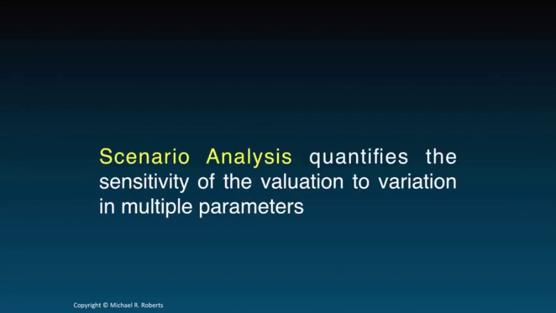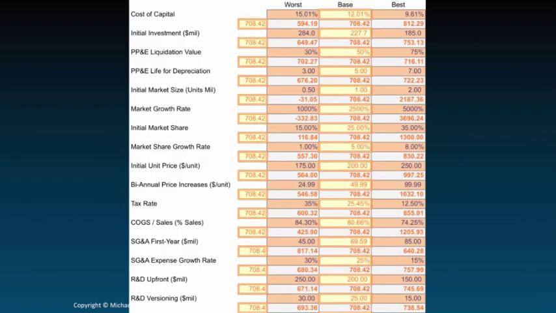What scenario analysis is going to do is quantify the sensitivity of the valuation to variation along multiple dimensions. We can vary multiple parameters. So what I've done here, going back to that best and worst case scenario, is I said, what's the worst case scenario for all the parameters here? And the best case scenario for all the parameters. Now that's not necessarily the optimal thing to do, but it's illustrative.